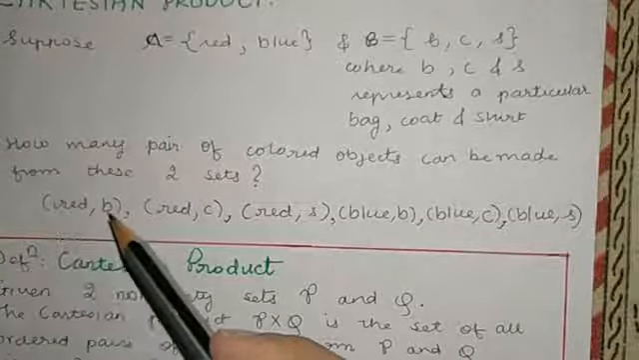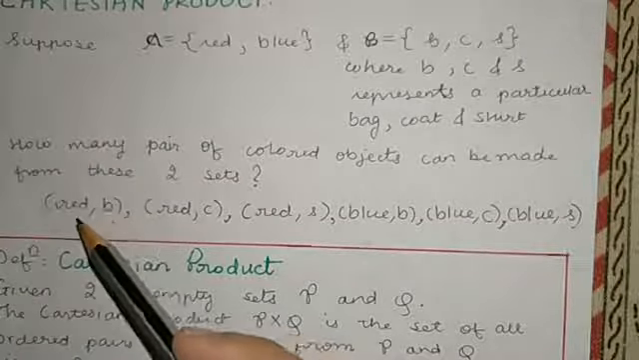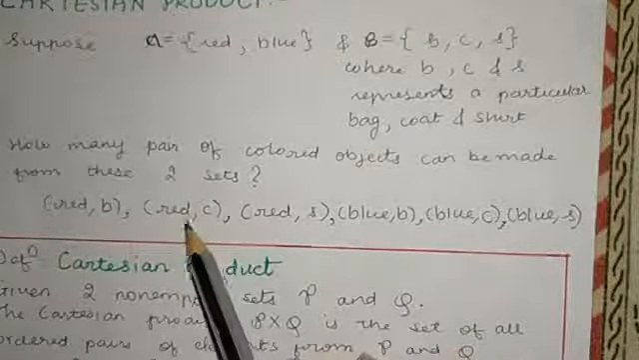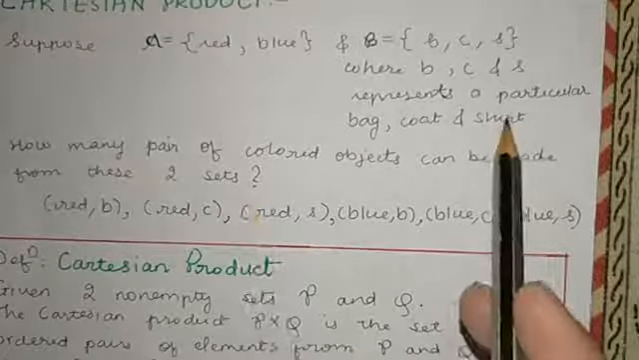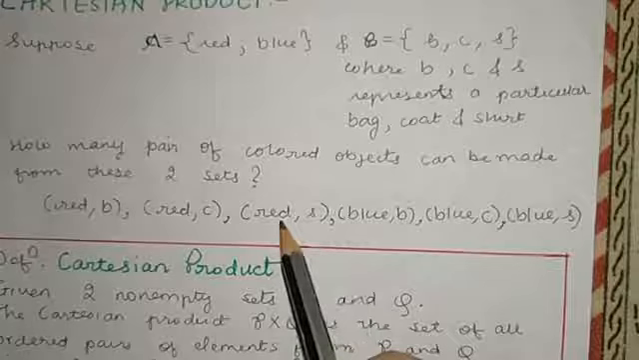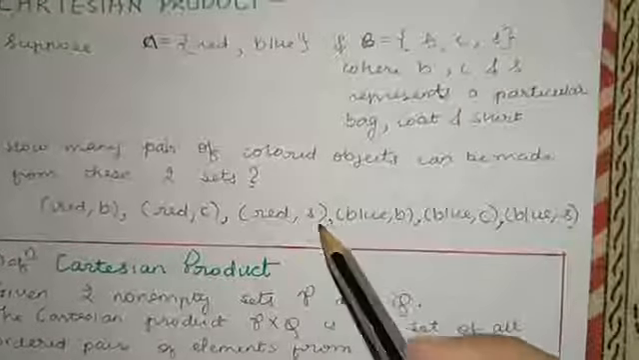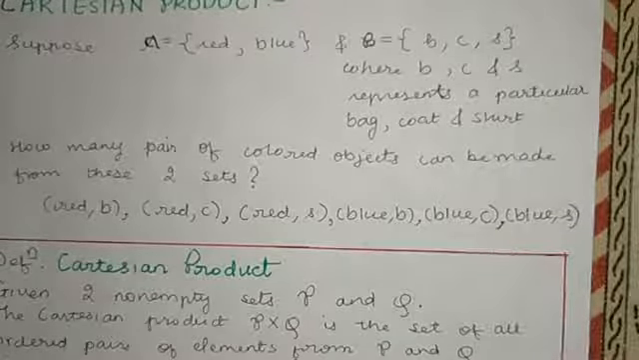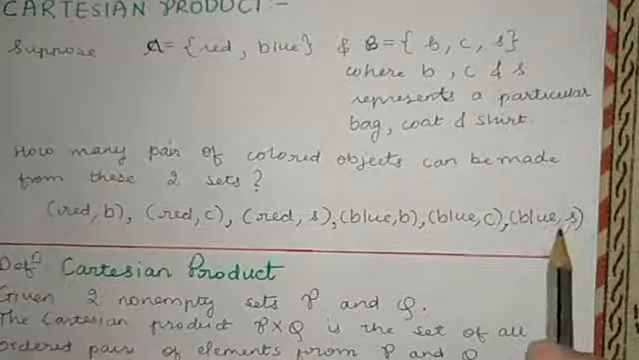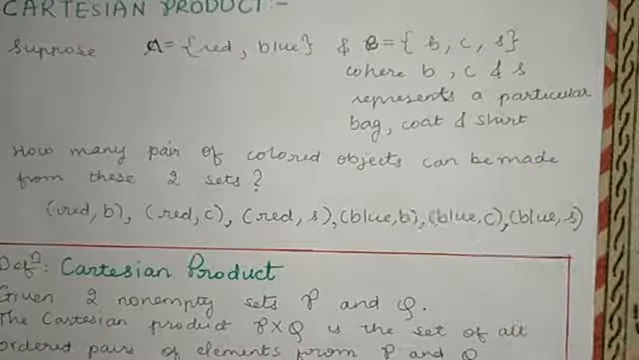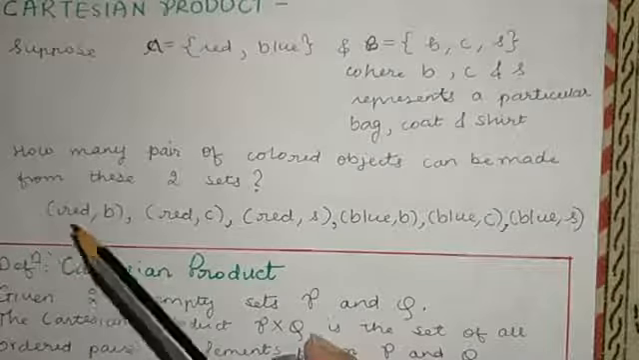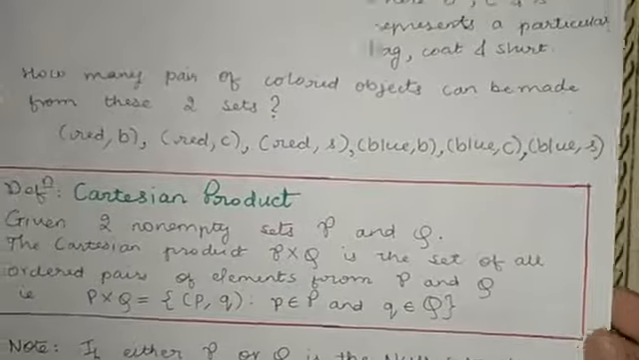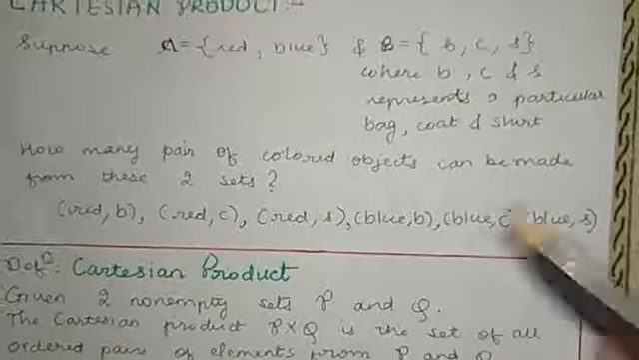We can first color the bag red, so you will have a red bag. Then we can color the coat red, so we have a red coat, and also the shirt red, so we have a red shirt. Similarly, we will have a blue bag, blue coat and blue shirt. So this many different colored objects you can get. How many are there? There are 6 different colored objects. This idea we will use to define the Cartesian product.